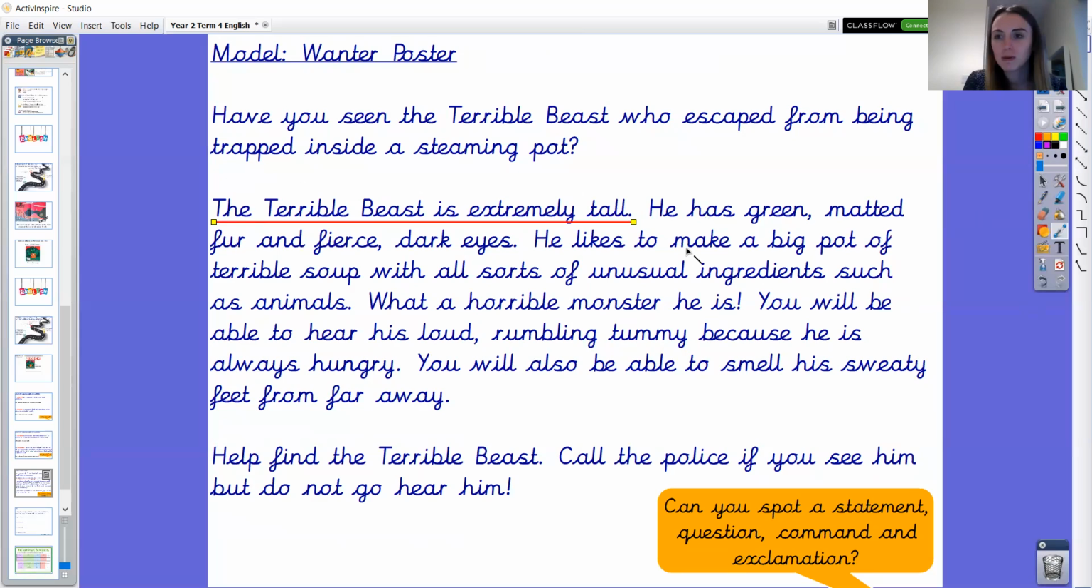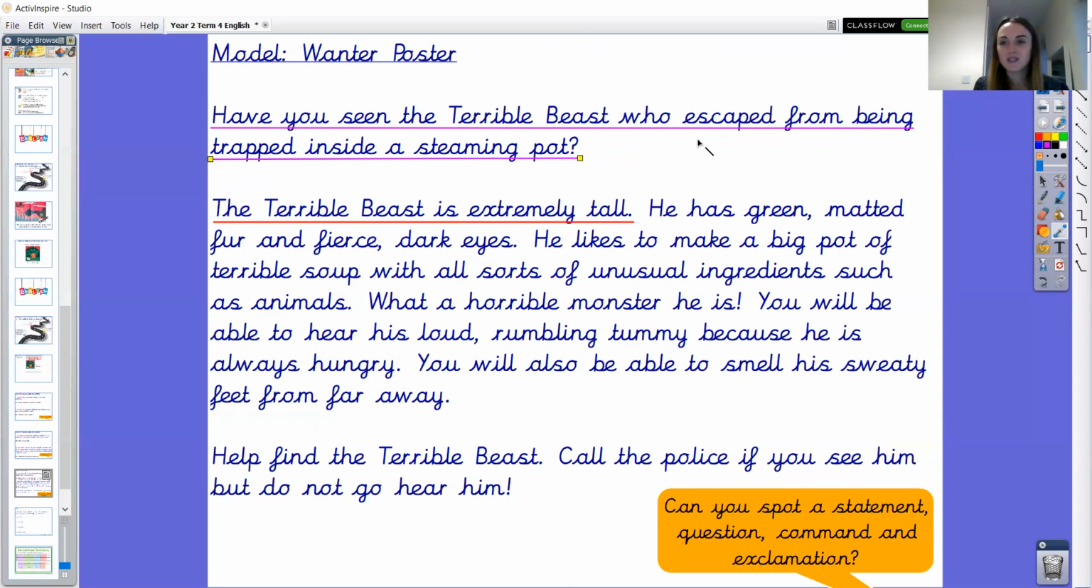And of course, because it's on a poster, they won't necessarily answer it, but it will get them thinking, have they seen this terrible beast? So giving you a bit of a clue there, I used a question at the start to introduce my description. Have you seen the terrible beast who escaped from being trapped inside a steaming pot? We've got the question mark at the end.